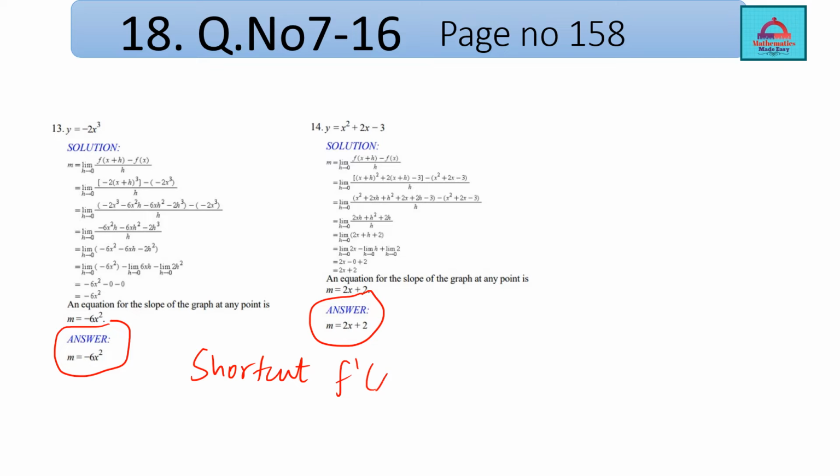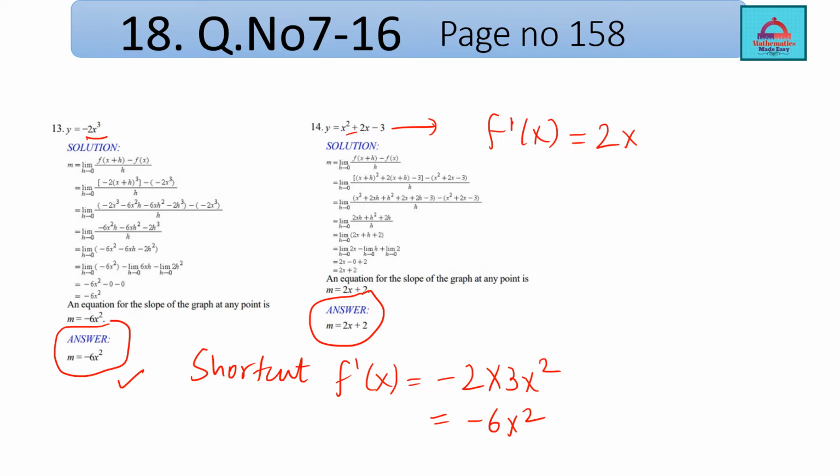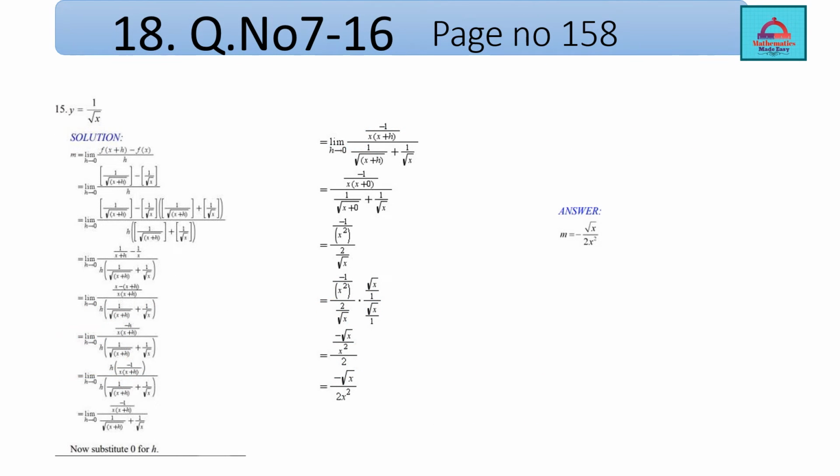So f prime of x is equal to, for this question, power rule, 3 comes down, x reduces by power 2, so minus 6x square, that's correct. Similarly, here also you can do f prime of x, use power rule, 2x, use algebra of limits 2, so 2x plus 2, so your answers are correct. Similarly, check your answer for question 15.